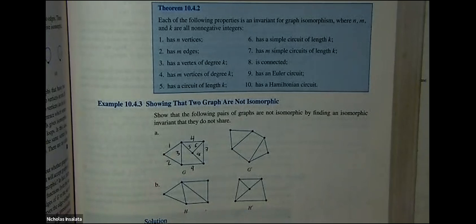Does this one have the same number of edges? It has the same number of vertices. It's got 5 on each. Have the same number of edges? Yeah, it does. They both have 7. Okay, so the edge count is not going to work for us in this case. So what else can I use?